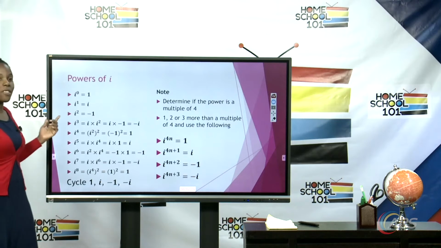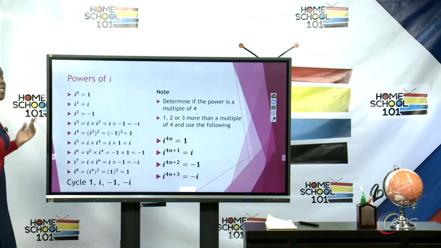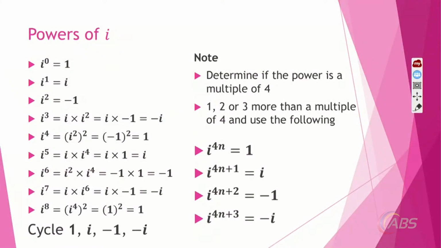we have i to the power 0. Now we know that anything to the power 0 gives us a value of 1. Secondly, we have i to the power 1. Again, applying your knowledge of exponents, we know that anything raised to the power 1 is always itself. So therefore, i to the power 1 is equal to i. Thirdly, we look at i squared, and we said previously that i squared is equal to -1.